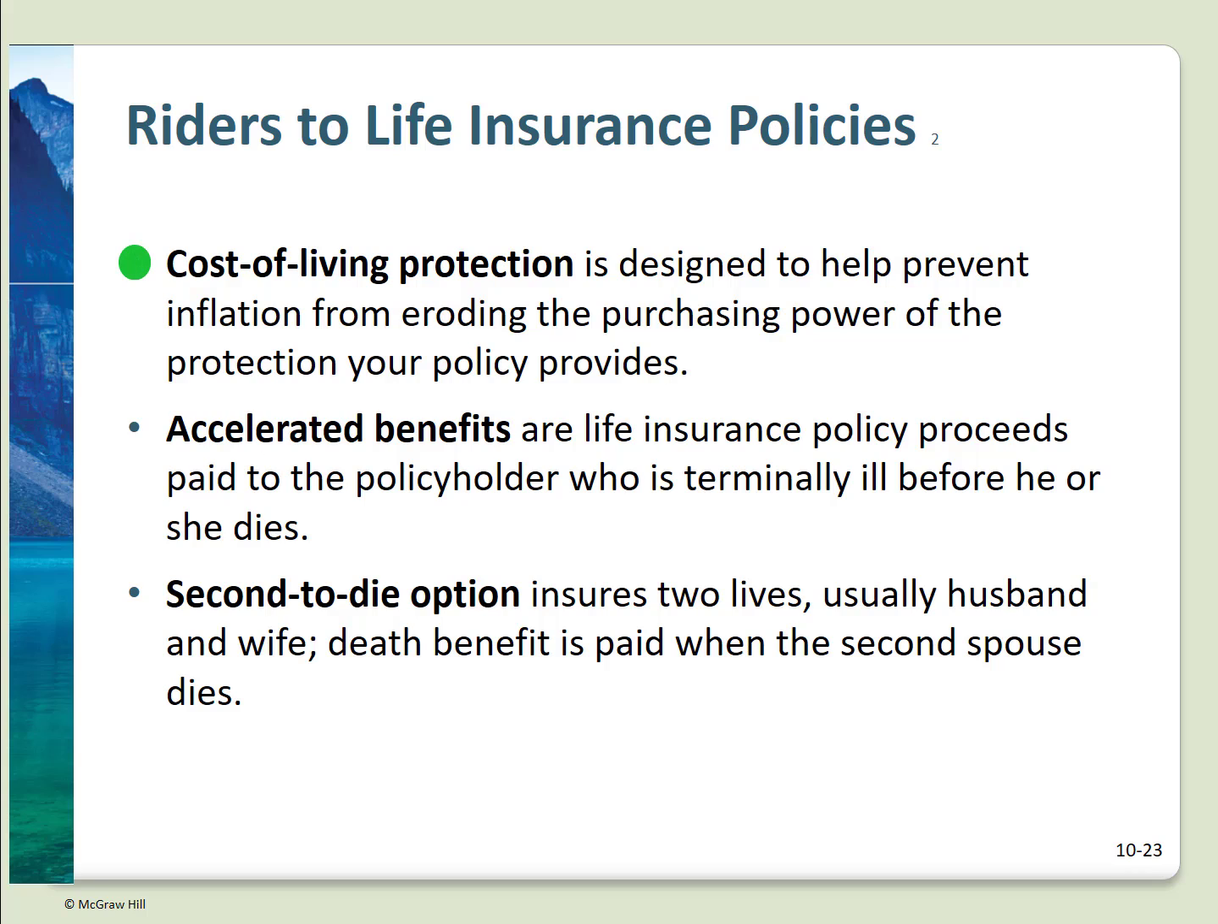Cost of living protection helps prevent inflation from eroding your policy protection. See Exhibit 10.4 in your text for a graphic of the effects of inflation on a $100,000 policy over 20 years. Accelerated benefits are also called living benefits and are paid to a holder who is terminally ill before they die. A second-to-die option insures two people, usually a husband and wife, with the benefits paid after the second insured dies.